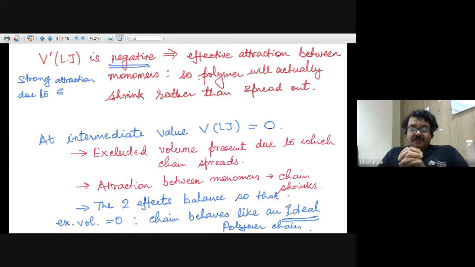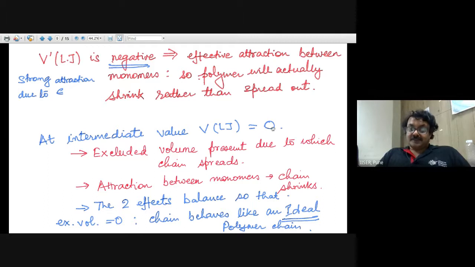The attractive part, and it can happen that the spread out polymer, which is called a coil configuration, right? And if epsilon becomes too large, then there will be an effective attraction and it can collapse and form even a globule. So this we'll discuss in the next class. But even before it becomes a globule, let's discuss intermediate values, at some values before the excluded volume becomes negative, VLJ can even become equal to 0, right?